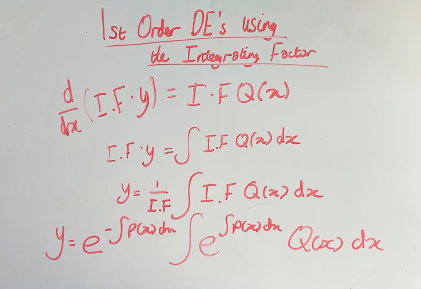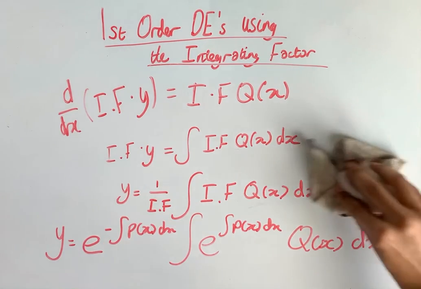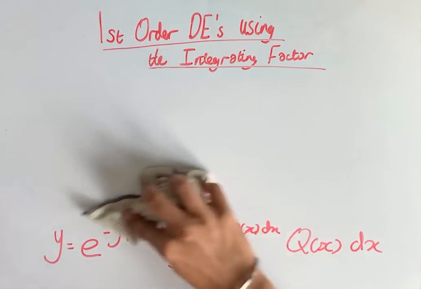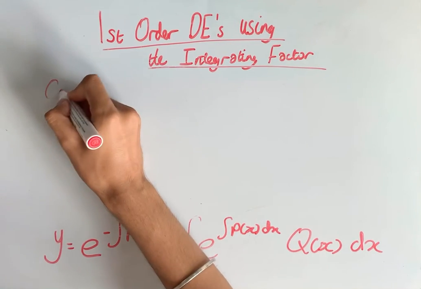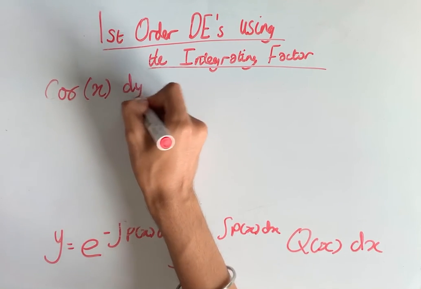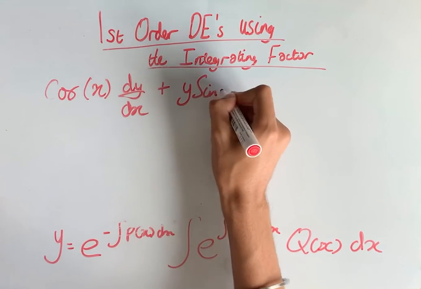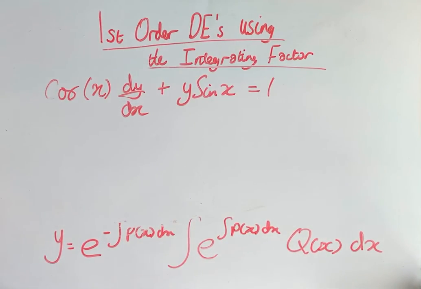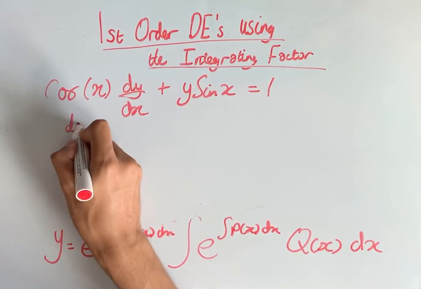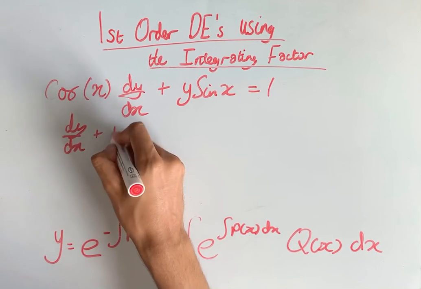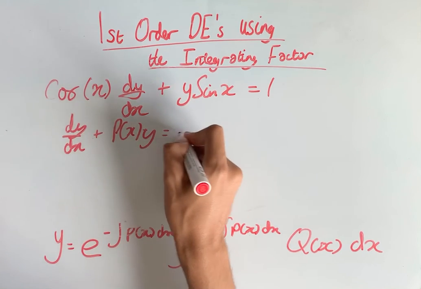So what I'm going to do to help with that is show you an example. Let's say we are given a differential equation of cos x dy/dx plus y sin x equals 1. Looking at our original form, which we wanted to compare to, dy/dx plus p(x) y equals q(x).